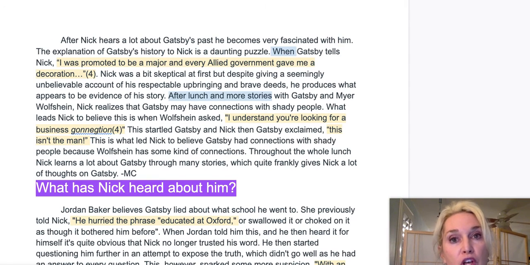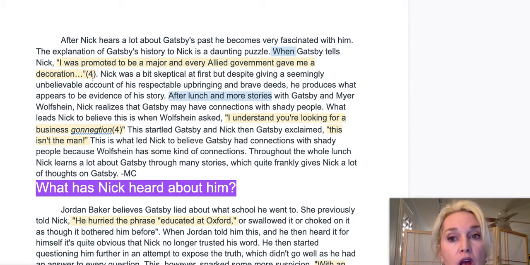Now, what's in blue here are my transitions. I need to make these flow. You have the transitions on your Canvas, on my Canvas homepage, and you can look up transitions anywhere as you write your paragraphs, but I have them already on my page. When Gatsby tells Nick, see how I did that? I'm weaving the text evidence now. I was promoted to be a major, and every allied government gave me a decoration. And that's from chapter 4.